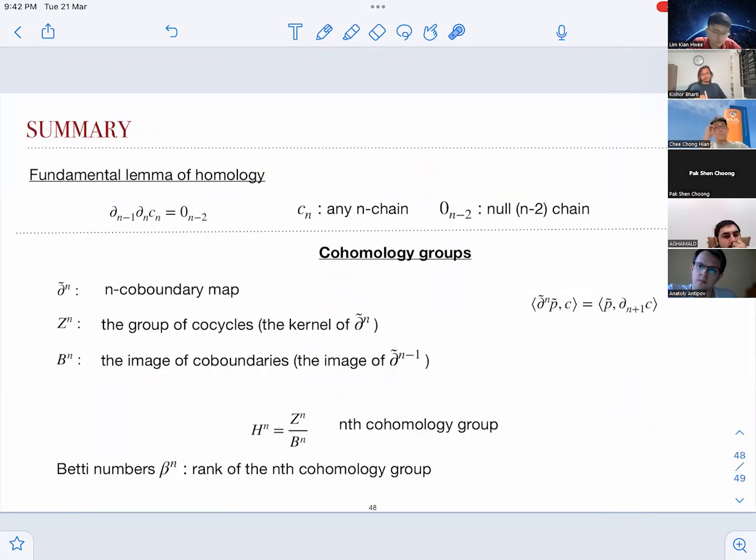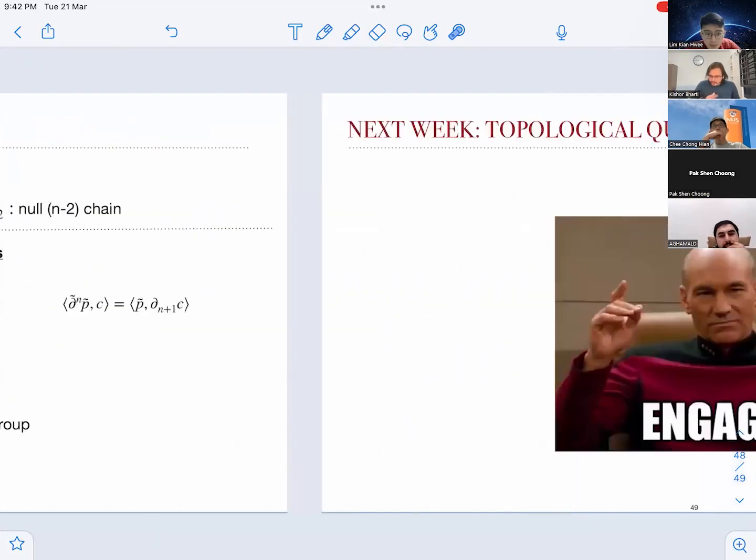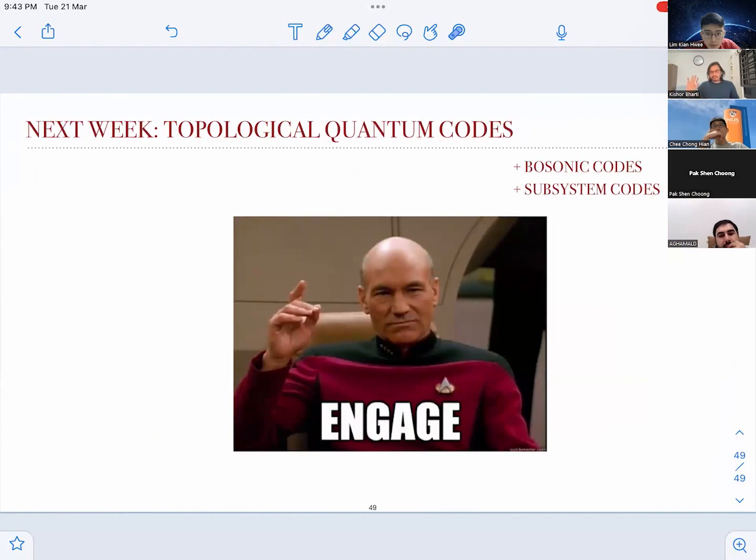And then we had the fundamental lemma of homology, and the cohomology groups, which were defined in terms of the n co-boundary map, and the co-boundary map is defined by this relation here, and we have this Zn, Bn, and together they again form the nth cohomology group, and then you have the rank as the Betti number. And yes, so that's it. So I think we have all the ingredients now to understand topological quantum codes, which we will understand next week. We will also look at bosonic codes and subsystem codes.